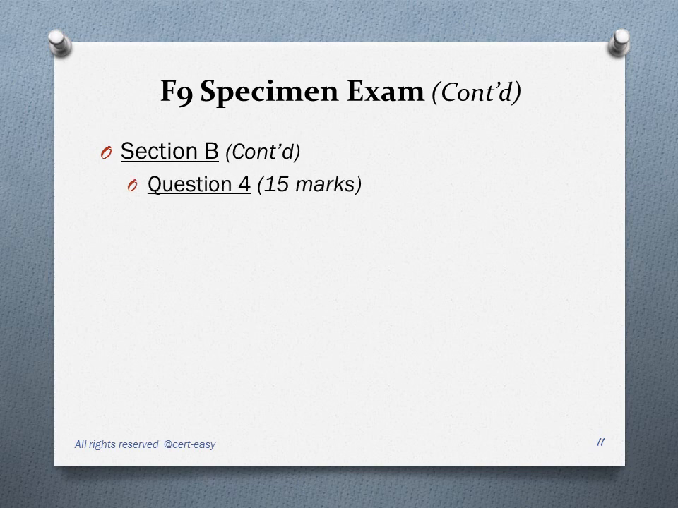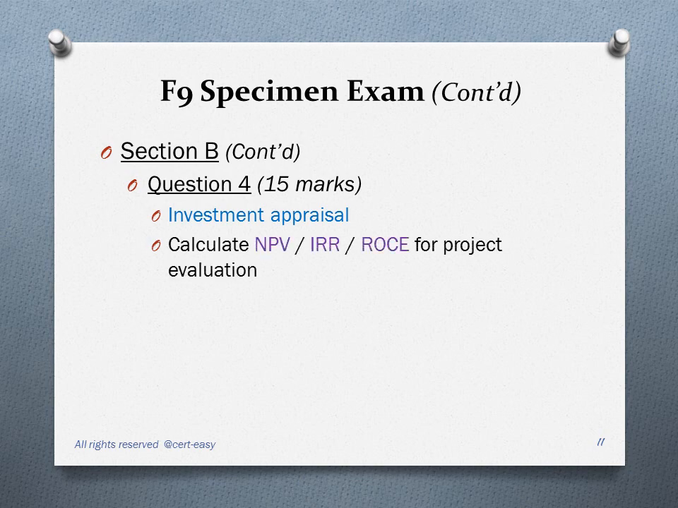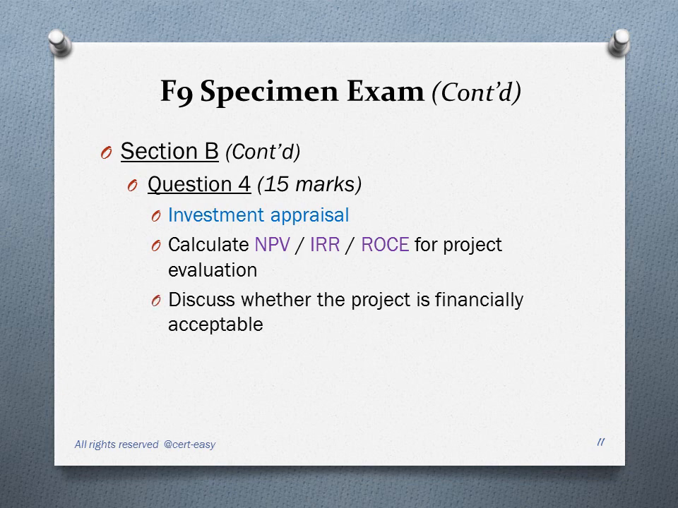Question 4 is a longer question of 50 marks. It's talking about investment appraisal. We are required to evaluate a project by NPV, IRR, and return on capital employed. A bit straightforward calculations. Based on the calculations above, discuss whether the project is financially acceptable. You should be aware of the conflicts among the results of these 3 different appraisal methods.